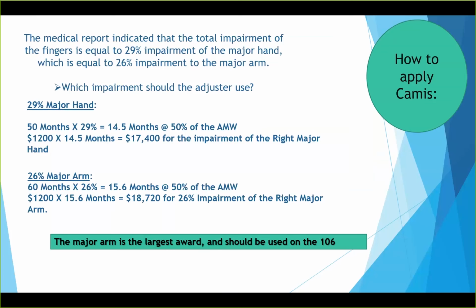The arm being worth 60 months in the law book gives us 15.6 months of entitlement at 50% of the average monthly wage for a total award of $18,720. Now, out of the three calculations we've just done, the major arm is worth the most, and therefore that is what should be used when issuing your Notice of Permanent Disability and Death Benefits, or Form 106.